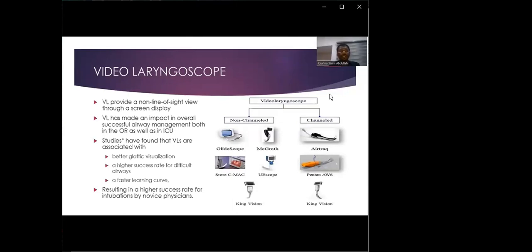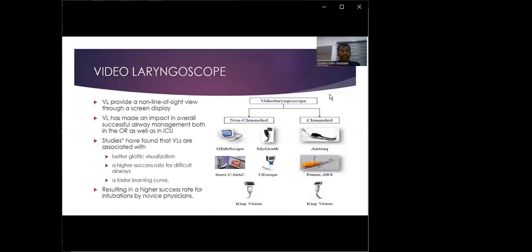The video laryngoscope provides a non-line of sight view through a screen display. So instead of creating a line of sight between the intubator and the patient's larynx, it is displayed on the screen. So video laryngoscope has made an impact in overall successful airway management, both in the operating room and as well as in the ICU. Especially the use of video laryngoscope was more advocated during the COVID era.